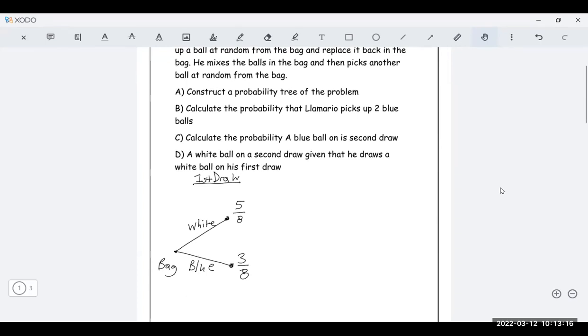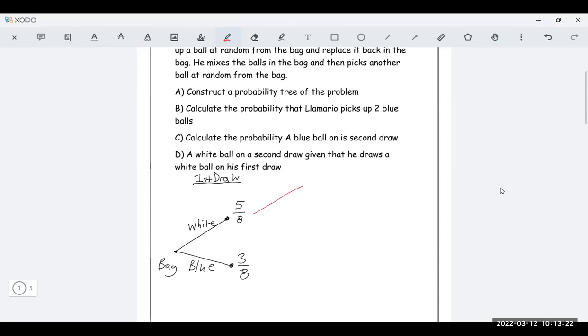So on the second draw now, there are 2 possibilities. It can be that he draws the white first and then makes his second draw, or it can be that he draws the blue first, then makes his second draw. So here we're just going to write white again and blue, then white again and blue. Because he replaced the ball that he drew back into the bag, there's still 8 balls in the bag. Chance of getting a white remains 5 over 8. Chance of getting a blue, 3 over 8. Chance of getting a white, 5 over 8. Chance of getting a blue, 3 over 8.